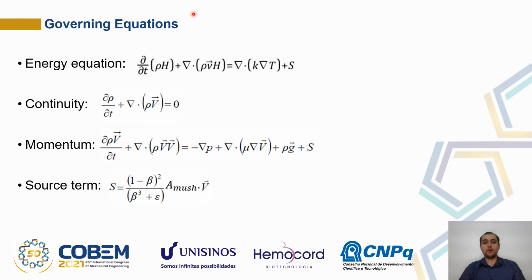These are the governing equations that the software Fluent uses to solve the solidification model. So the energy equation described in terms of enthalpy, continuity, momentum, and the source term, where beta is the solidification parameter and A_mush is a constant to predict the liquid-solid interface during the solidification process.